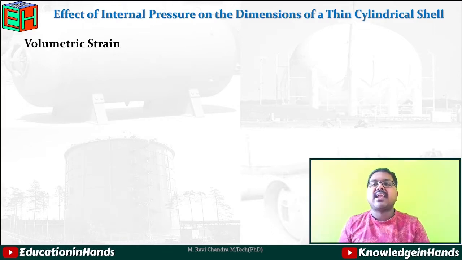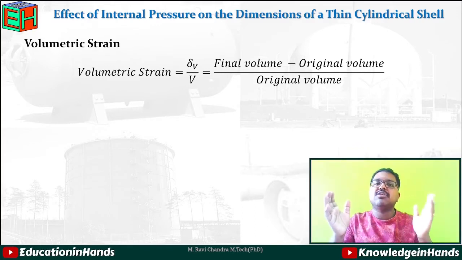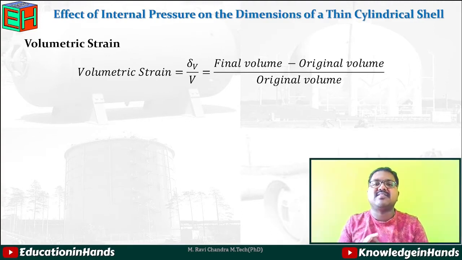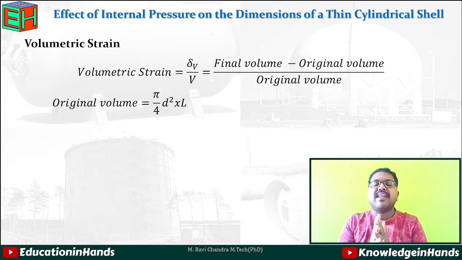And then if we calculate the volumetric strain, we know the formula for volumetric strain is delta V by V, that is change in volume by original volume. The change in volume is nothing but final volume minus original volume. To calculate the original volume of this cylinder, it is area into length. Here the area is pi by 4 d square and the length is L. So the original volume is pi by 4 d square into L.